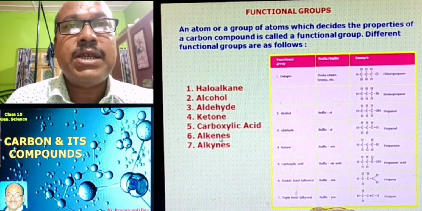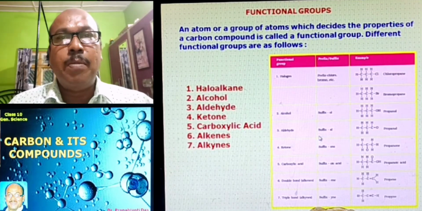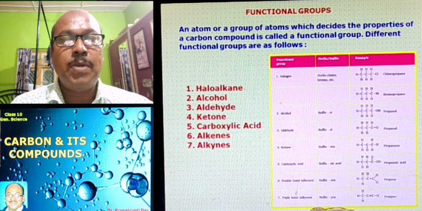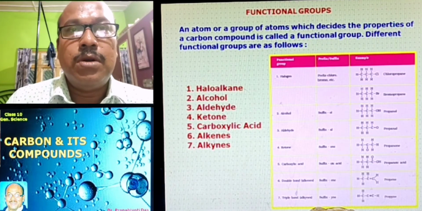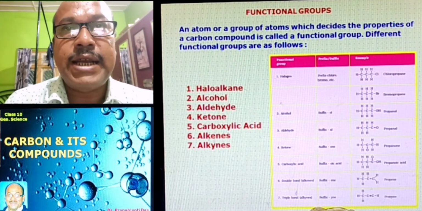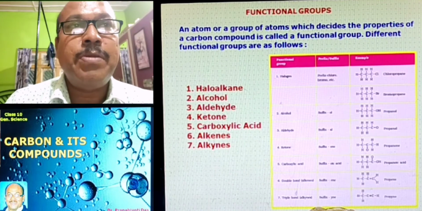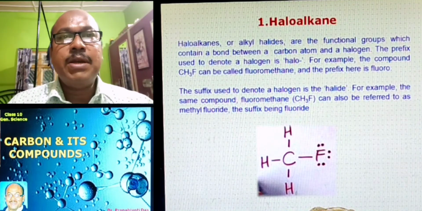Alkenes, we have already discussed what alkenes are. These are the double bond compounds, and alkynes are the triple bond compounds. Already we have discussed, so you have already understood how alkenes and alkynes like ethene, ethyne, propene, propyne are named. This is haloalkanes.